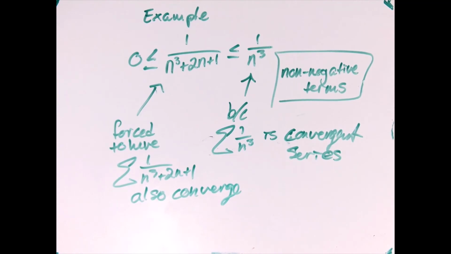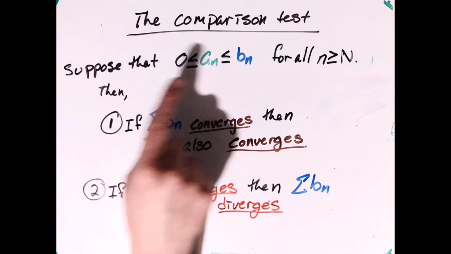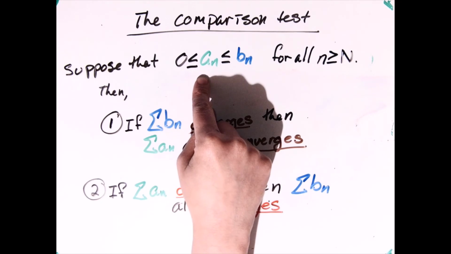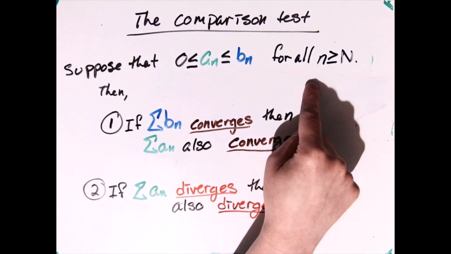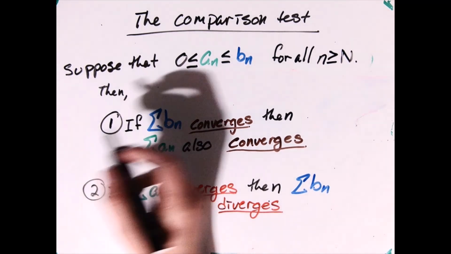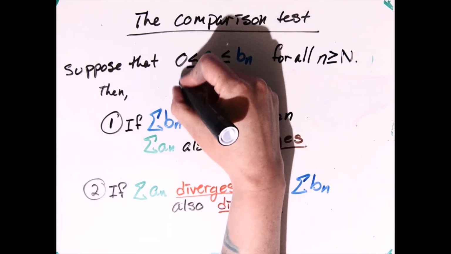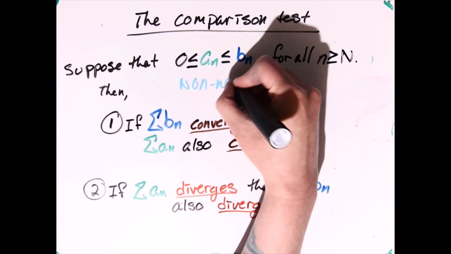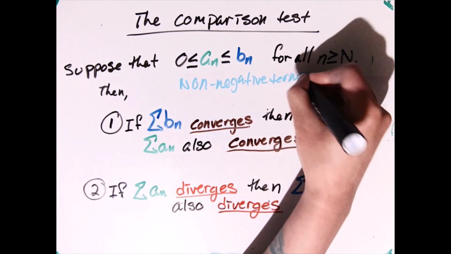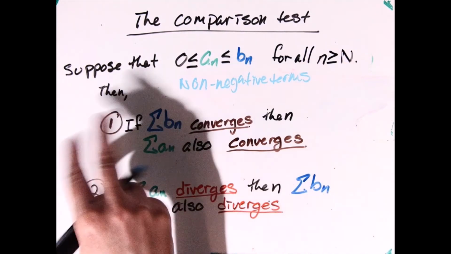So let's formalize this idea. Here is the comparison test laid out formally. The comparison test says, suppose that you have 0 less than or equal to a sub n, less than or equal to b sub n, for all n greater than or equal to some N. And that just means eventually. So what we're saying is that eventually, and forever after that, we've got series with non-negative terms. That is, we could chunk off the first finite number of terms and throw them out and say, hey, we're just curious about the series after that.